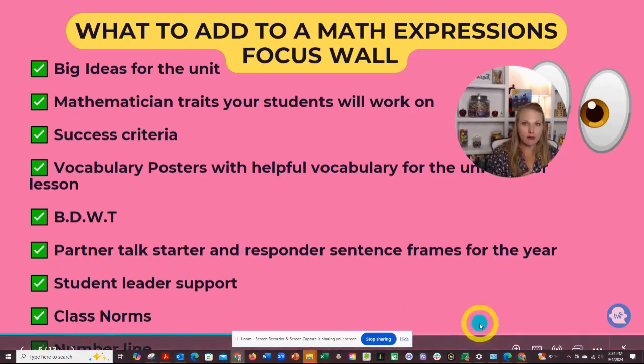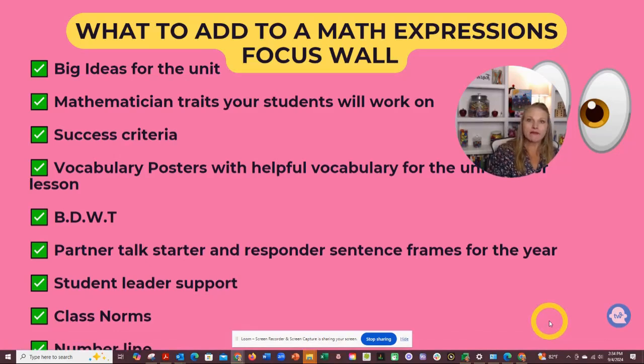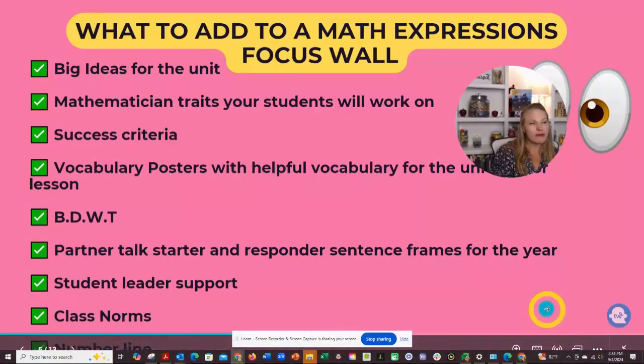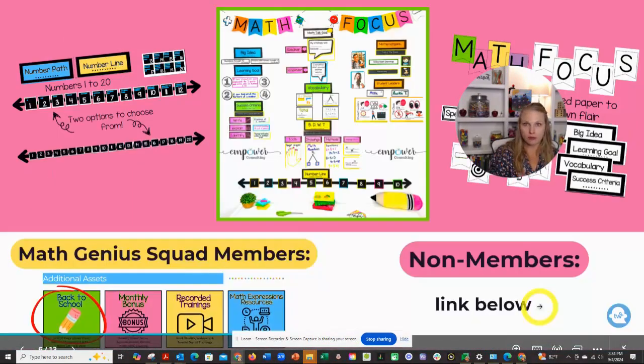Everything that happens on a focus wall, you can see other things listed here, are to norm students and to give them a place to anchor learning. When they're searching for it, like, I know we talked about this, but they can't quite find it, right? It's where you put your anchor charts if that's appropriate for you.